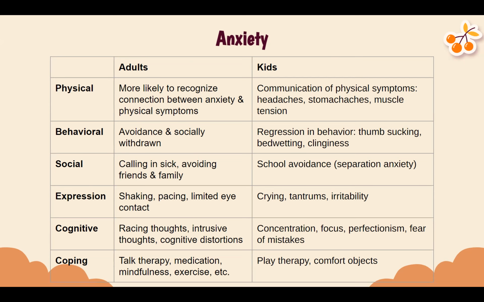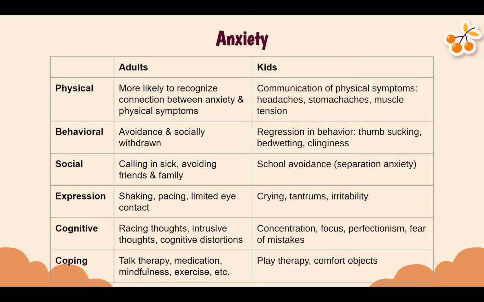Behaviorally, as an adult, I'm a very anxious adult. So sometimes you get avoidant, you don't want to be in social situations, you feel like people are judging you. In kids, you might see some regression in behavior, so things like thumb sucking, bedwetting, clinginess, right? Separation anxiety is a big one. They might get really clingy to their family.